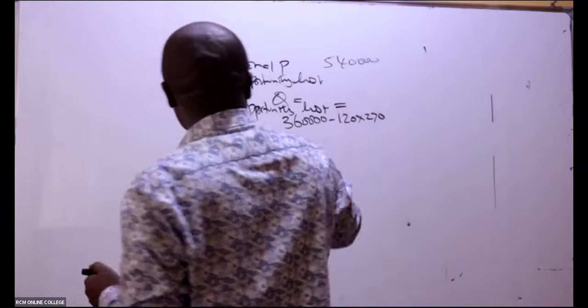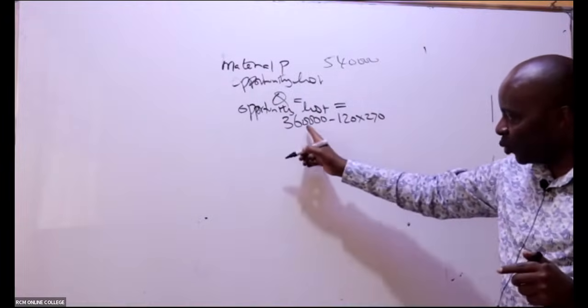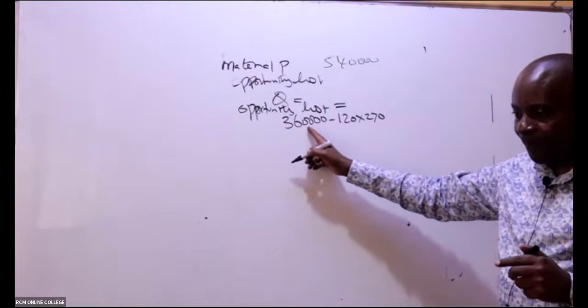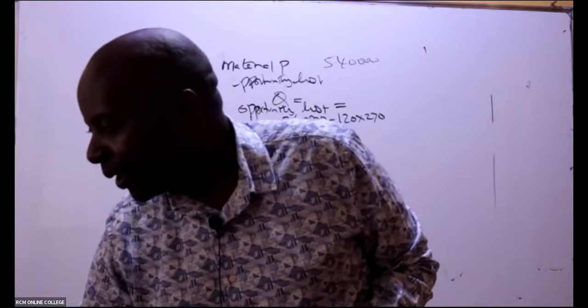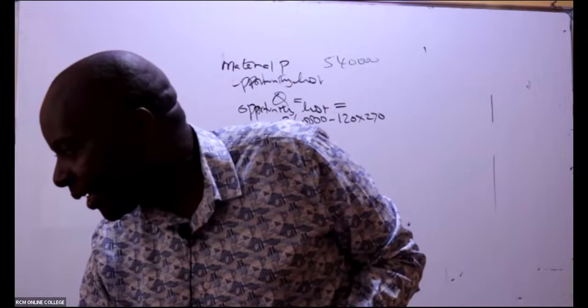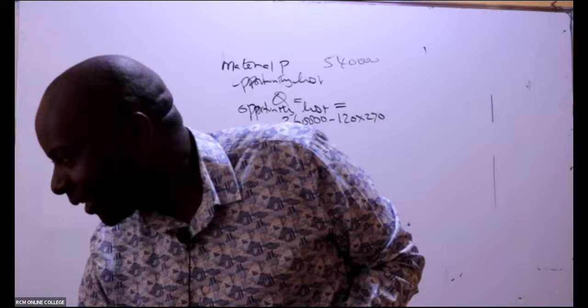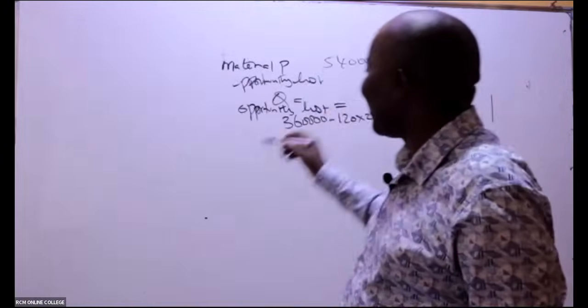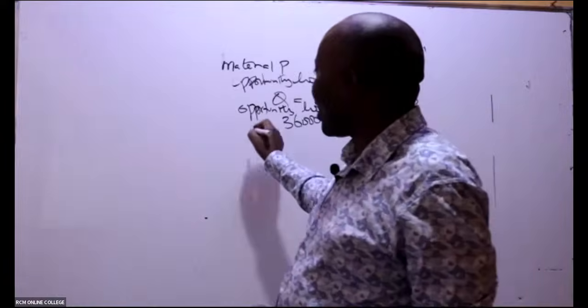How much are we getting? Because there is a cost to us. There is a cost to us to be able to get this income. How much are we getting here? 327,600. We go to the third one, which is an R.